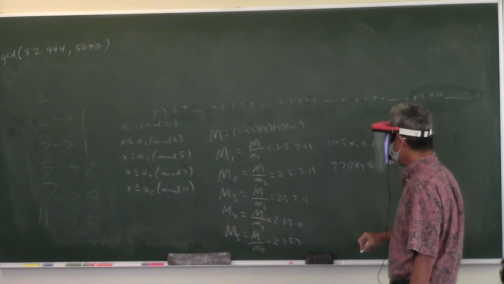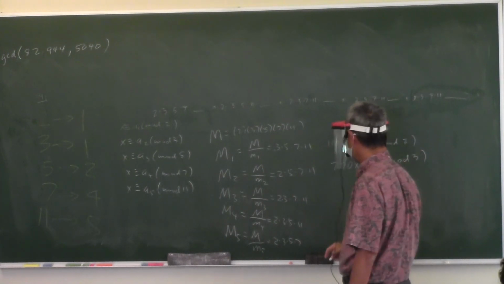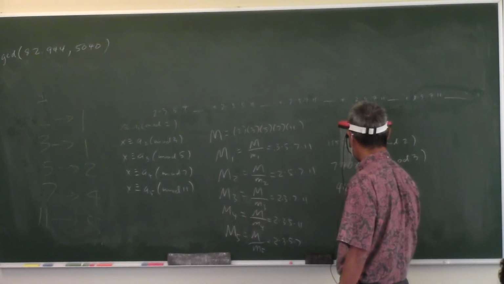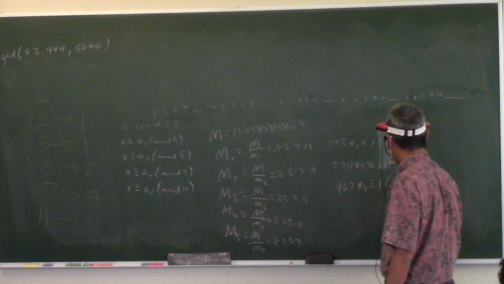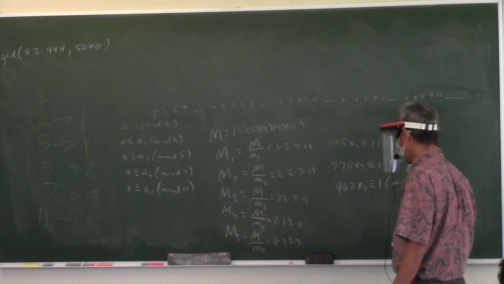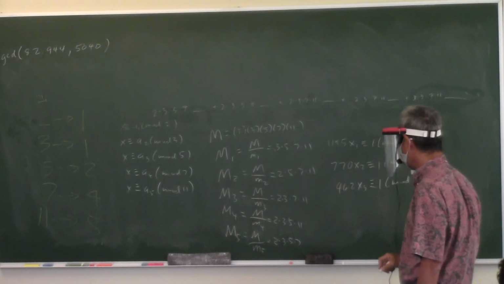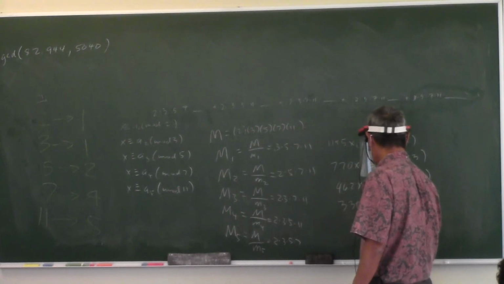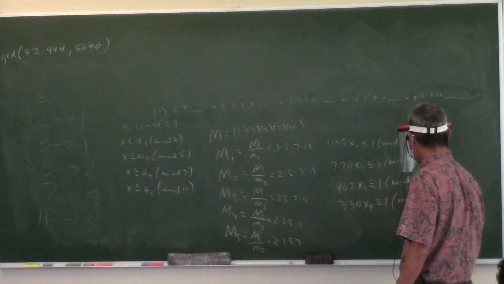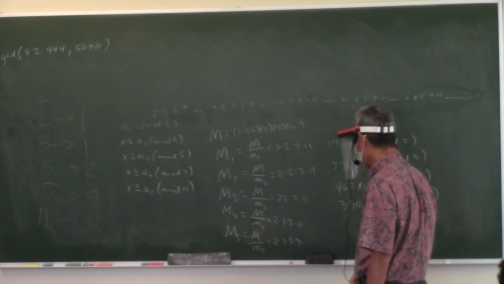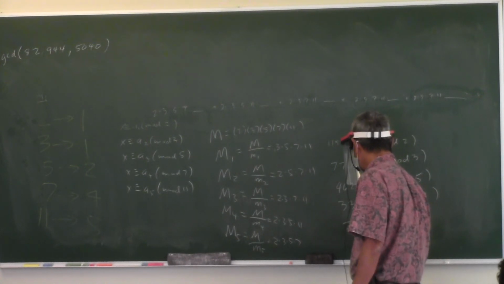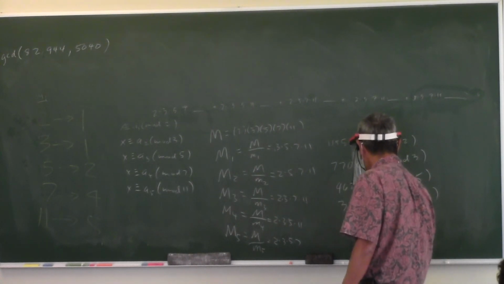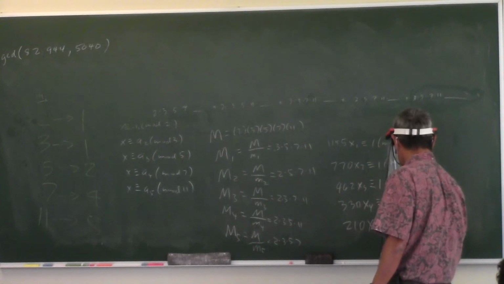That's 462, I think. Okay, I trust you. 462 x3 is congruent to 1 mod 5. I see 330. 330? Yeah. I'm trusting you now. 330 x4 is congruent to 1 mod 7. And then finally, 210. Yeah. 210 x5 is congruent to 1 mod 11.